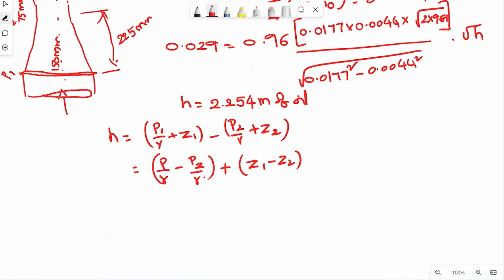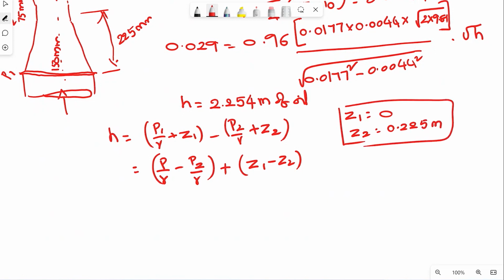Right now, what is the difference between Z1 and Z2? Z1 is basically the base elevation, and Z2 is equal to 225 mm, 225 divided by 1000, so it is 0.225 meters. So you put it, therefore h is equal to, already we know, 2.254 is equal to P1 by gamma minus P2 by gamma plus Z1 minus Z2, that is 0 minus 0.225.